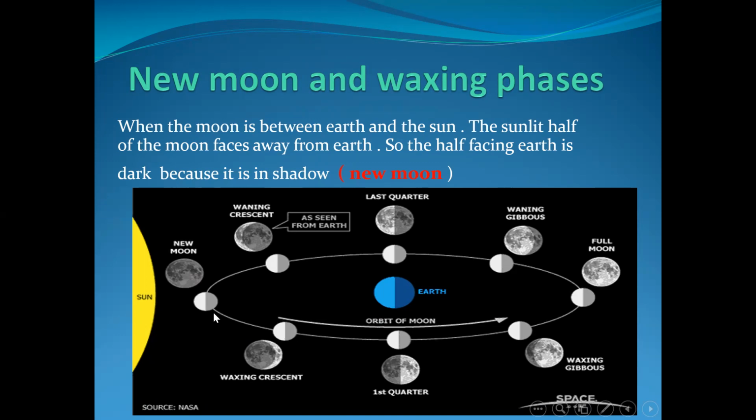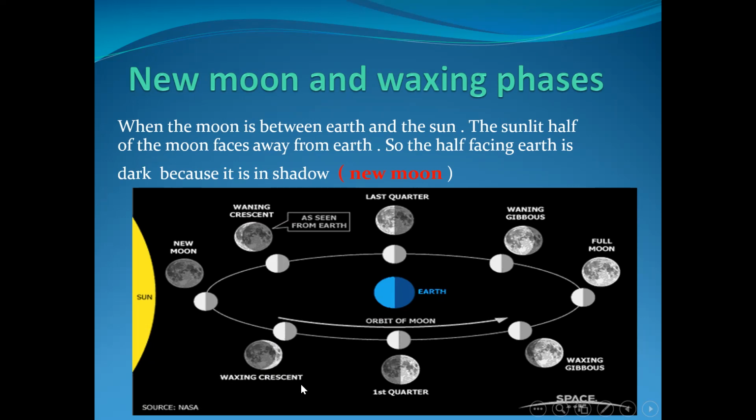During the 27.3 days, the moon will orbit around the earth, so the angle from which you see the moon will change over time. After some days, you will see a part of the moon clear like that, like a crescent. What we call the waxing crescent.